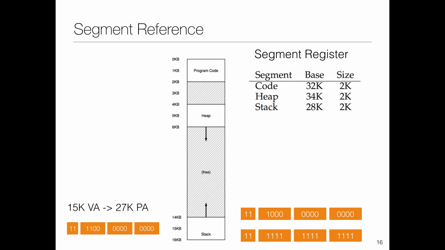But is the formula working correctly now? The formula was base of segment plus the offset. Now, if you calculate the offset for this, looking at the 12 least significant bits, this amounts to 3k. So if you use this simple formula, you have 28k plus 3k, so the address is 31k. Is it right?